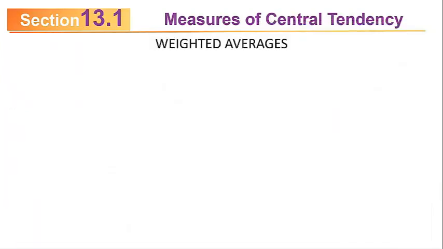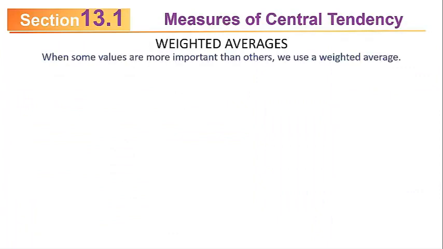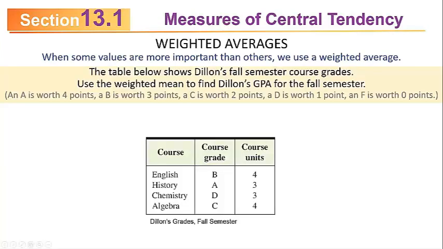Now let's talk about something called a weighted average. When some values are more important than others, we use a weighted average. The table below shows Dylan's fall semester course grades. Use the weighted mean to find Dylan's GPA for the fall semester.